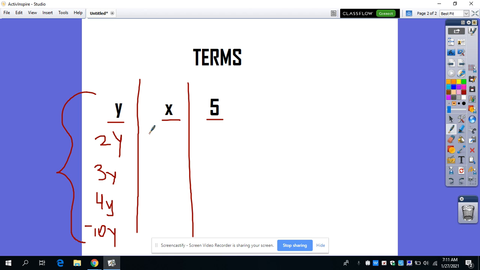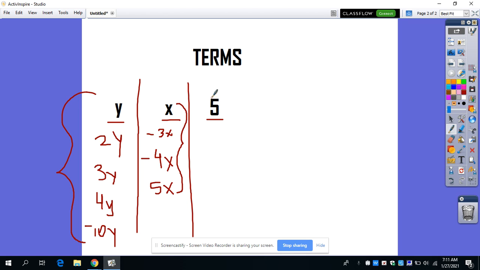So like terms are, like, negative 3x, negative 4x, 5x. These are all like terms. These can all be in the same category. They're like terms, so you can add or subtract them, okay?